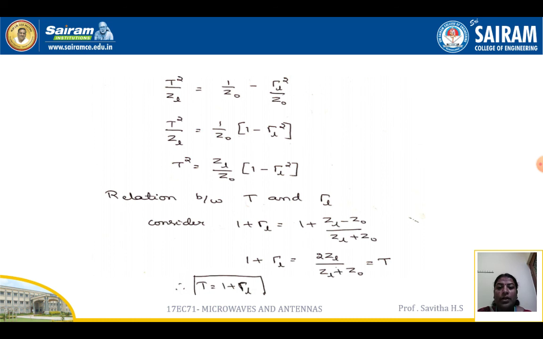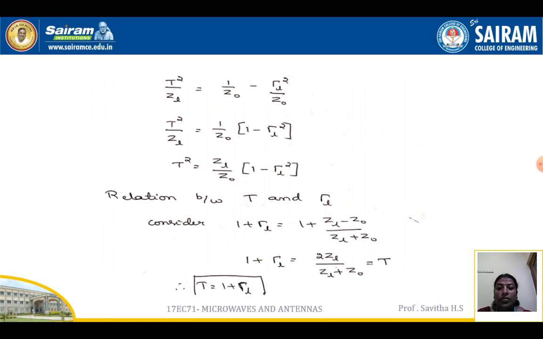In both terms 1 by Z0 is common. So T square by ZL is equal to 1 by Z0 times 1 minus reflection coefficient square. So the transmission coefficient square is equal to ZL by Z0 times 1 minus reflection coefficient square.